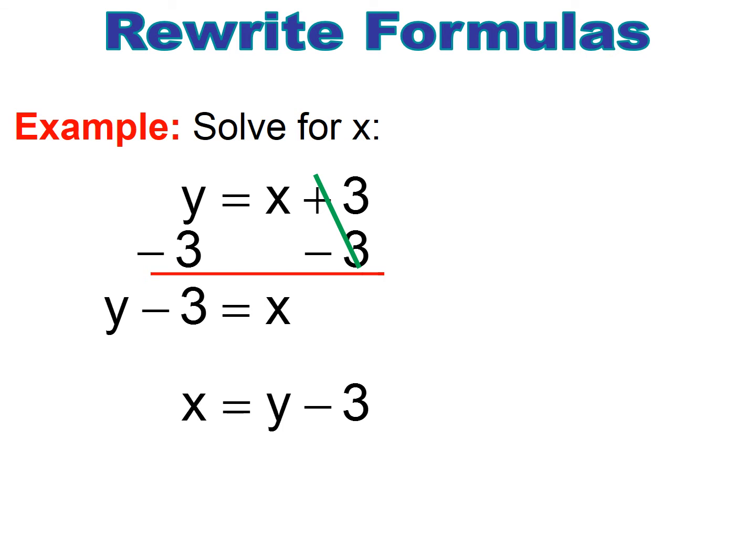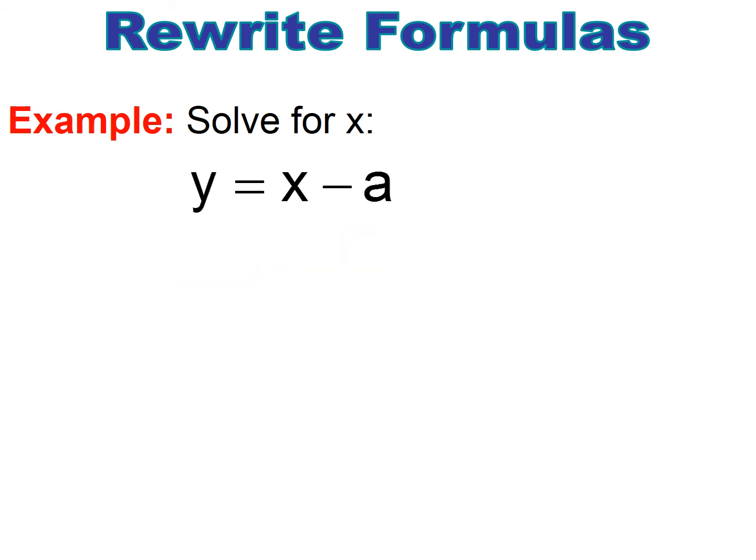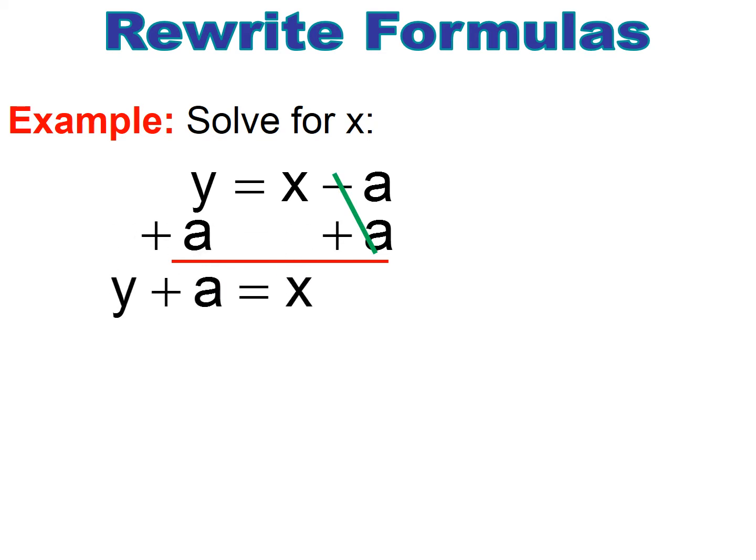In this case, I want to move that a over, it's a minus a, so the inverse would be plus a. And again, I'm adding it to both sides of the equal sign. I'm not attaching it to y, I'm just rewriting that horizontally. So y plus a will equal x. So my formula for x is y plus a.